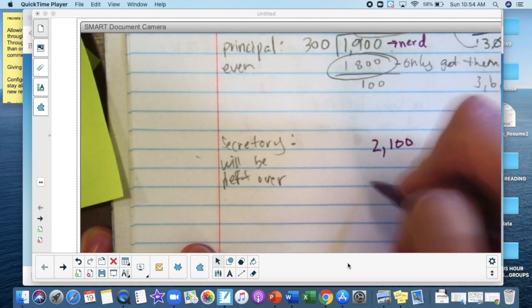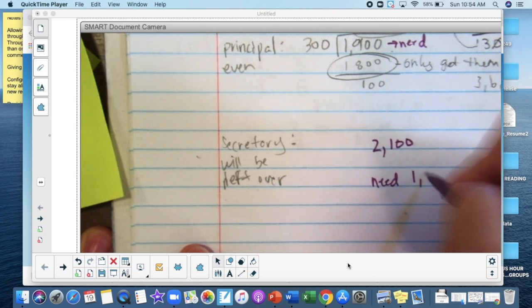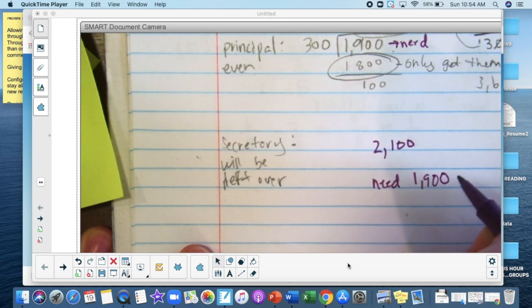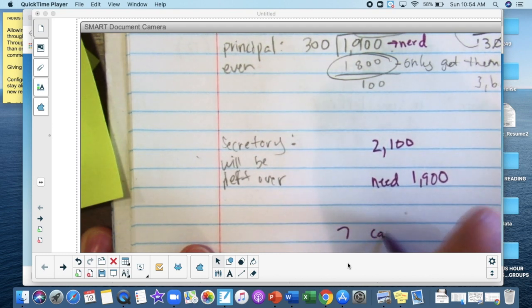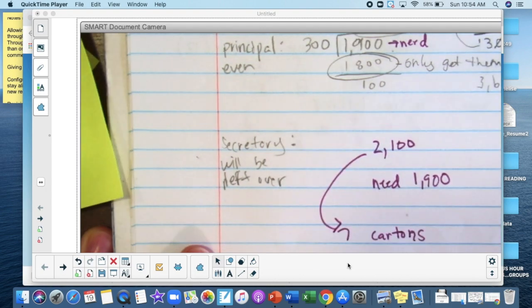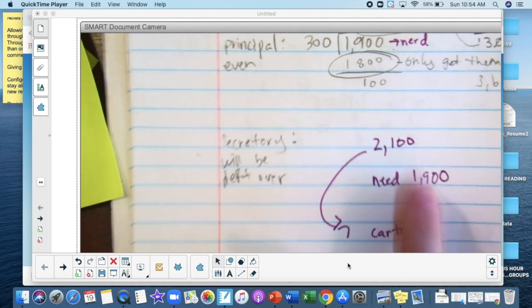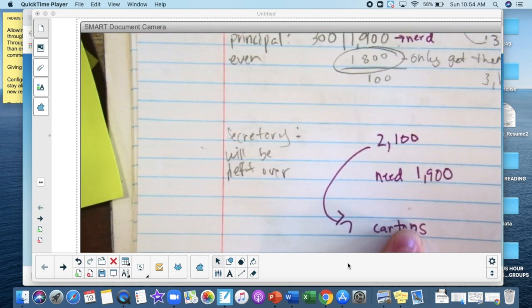I need 1,900. So there will be some left over. So they need 7 cartons, obviously, to get that 2,100. And there will be some left over. It's not going to be that perfect share.